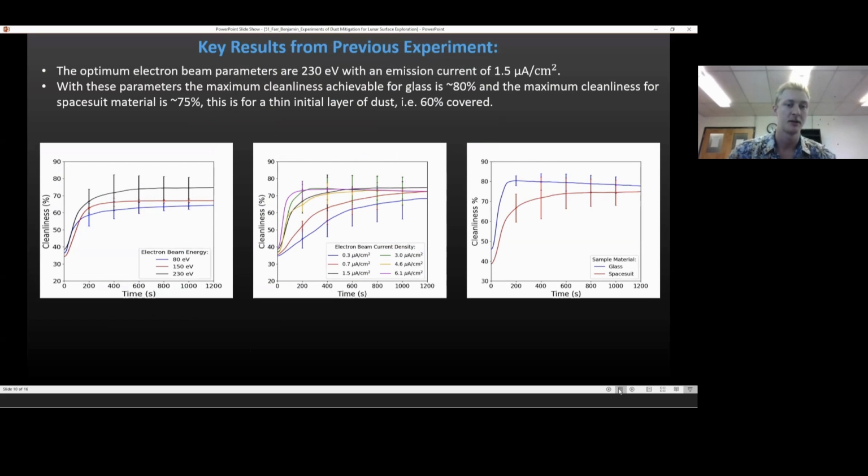So from that first experiment, the results that we came away with is that the optimum electron beam parameters are about 230 electron volts with an emission current of 1.5 microamps per centimeter squared. And then with those parameters, we were able to clean a glass sample up to about 80%, and then a spacesuit sample up to about 75%. And that's for a thin initial dust layer, so 60% covered to start.